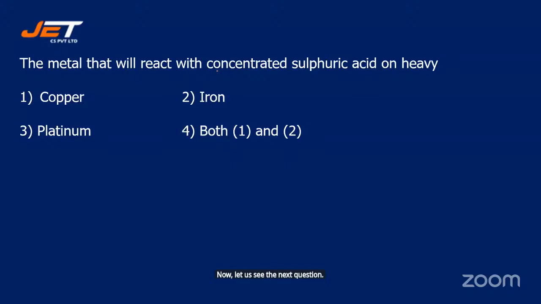The metal that will react with concentrated sulfuric acid: which of the metals reacts with sulfuric acid heavily? One is copper, second one is iron, third one is platinum, fourth one is both copper and iron. Which is the right option?